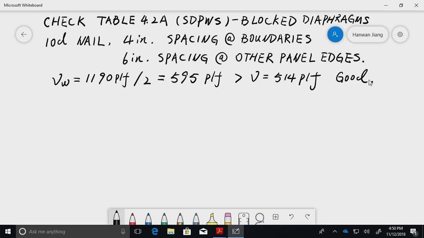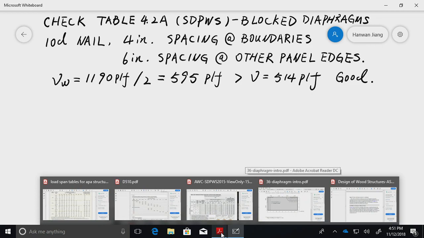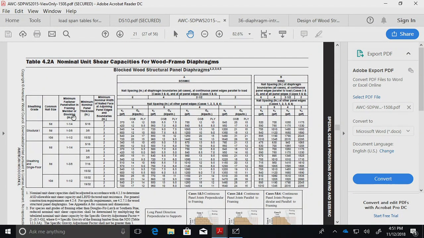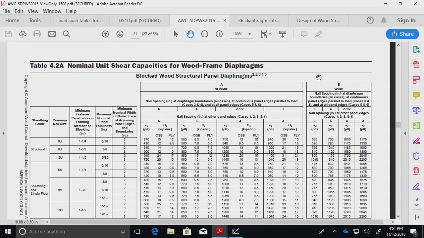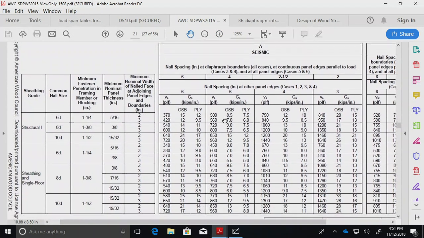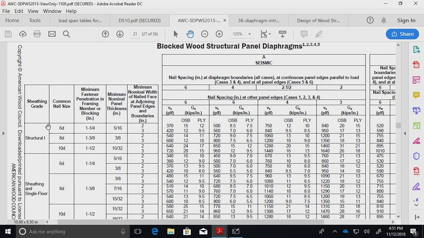And don't forget to check the minimum penetration. If you go back to the table, right here, zoom in a little bit. So from the table on your left hand side, you have to check the minimum fastener penetration in framing member or the blocking. For the 10D nail, the minimum penetration should be 1.5 inches, and the minimum nominal panel thickness should be 15/32. So we're good. We'll use 23/32 inch, right? So we have to check the penetration.